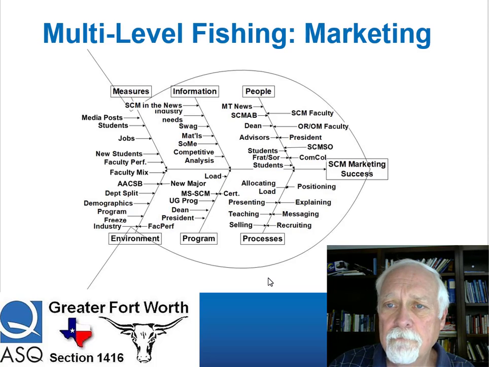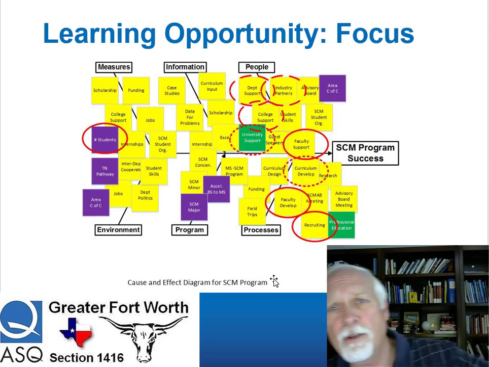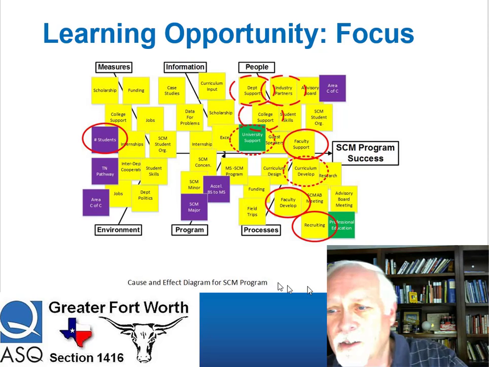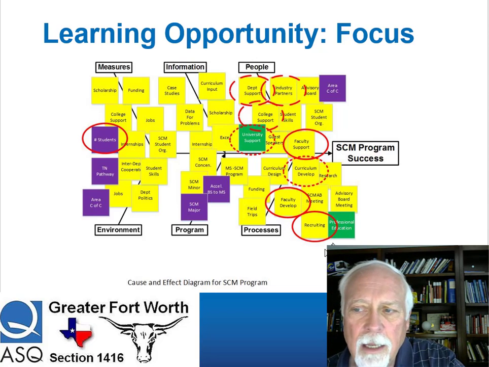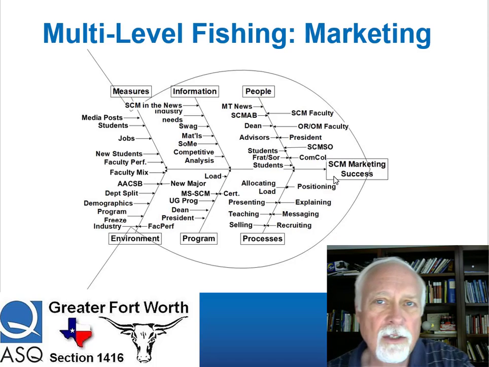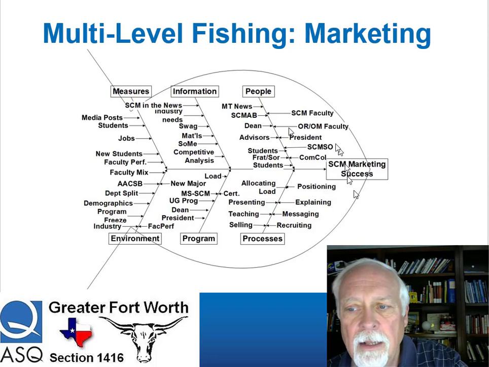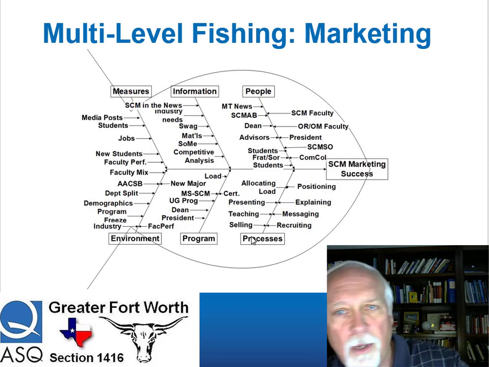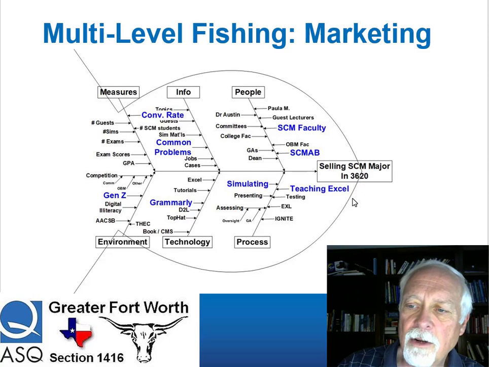And so that's a way that you can use cause and effect diagrams, but you can also fish at different levels. You look here at processes, and this whole idea of the process of recruiting, which we called supply chain management marketing success. We thought we don't really know how to do that very well. So we did another cause and effect diagram to drill down deeper and fish at a different level. And then selling the supply chain management major in 3620.